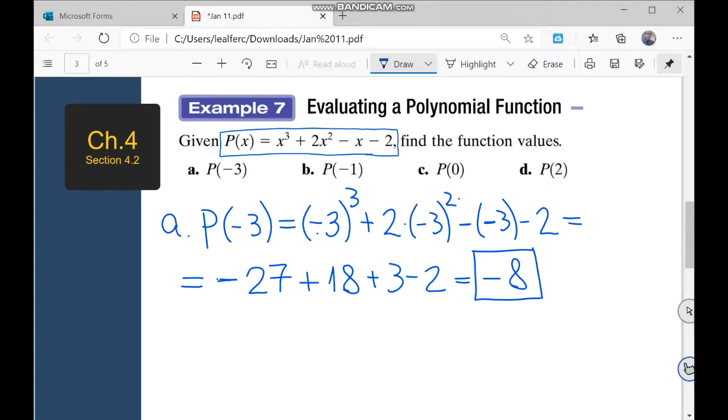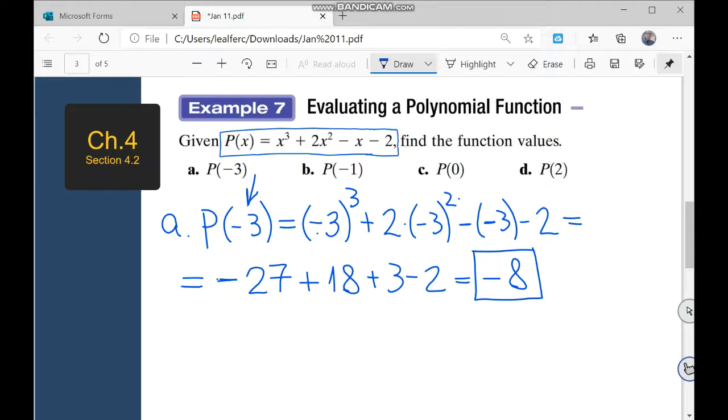Questions? Okay, kind of simple. Keep it simple. Substitute x equals, in this case here, negative 3 into the equation, the polynomial function, and then you're going to find the result.